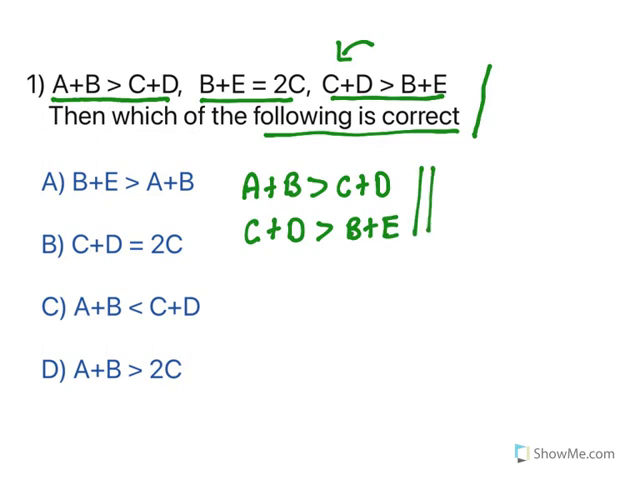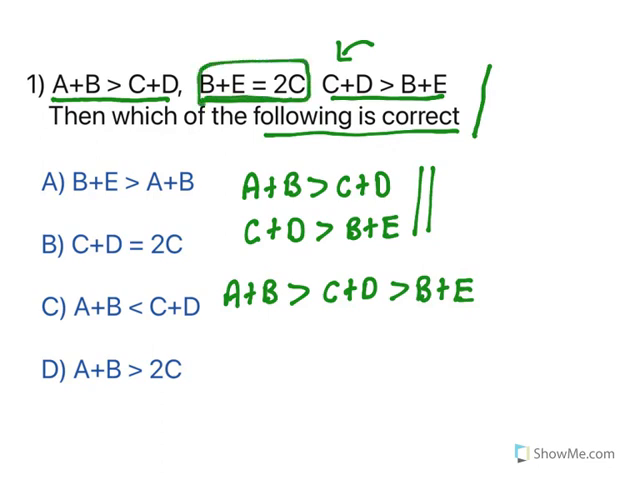Look at these two. You can arrange them in a single statement like this: A plus B is greater than C plus D, which in turn is greater than B plus E. Now what is the second statement? B plus E is equal to 2C. Now look at the entire thing. If A plus B is greater than C plus D, which is greater than B plus E, then it must be greater than 2C. This is the relationship.